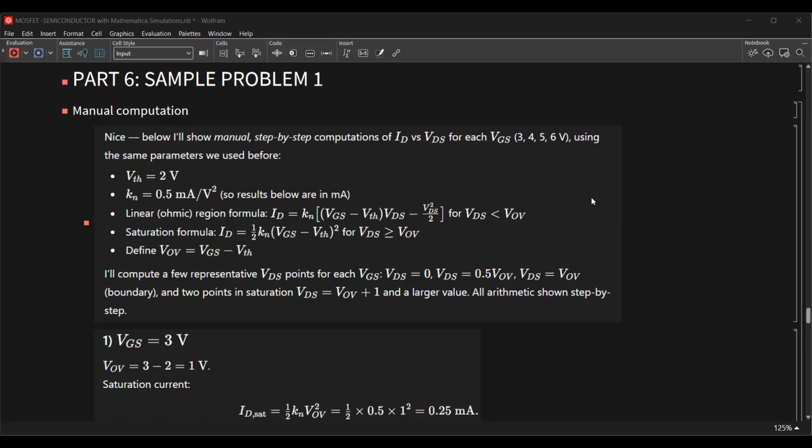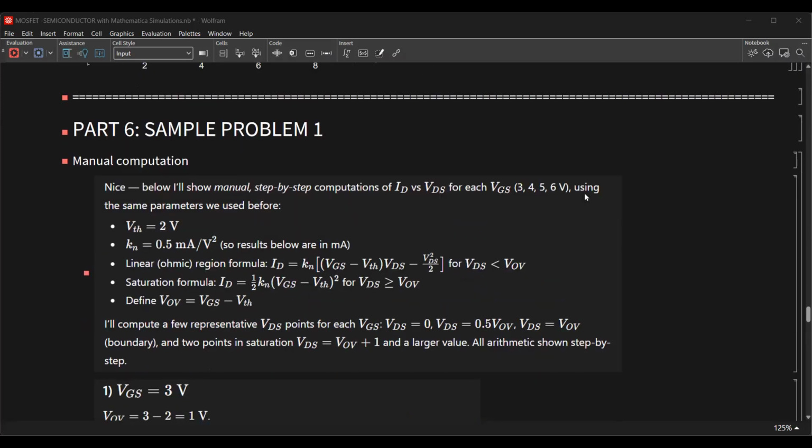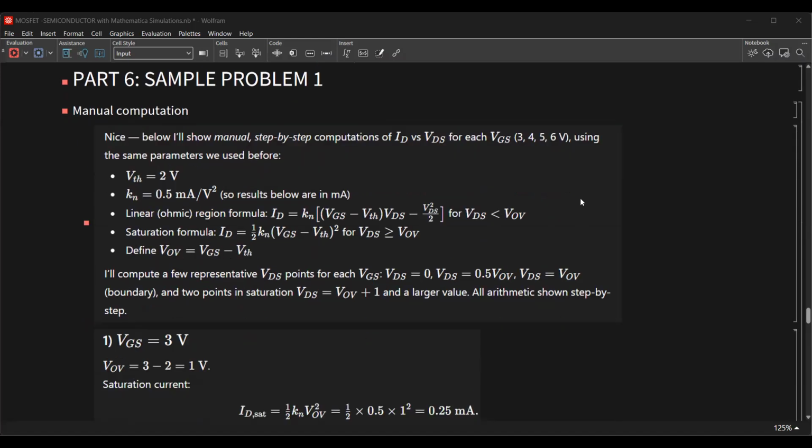Okay, for the manual computation from part 5, I'll show the manual step-by-step computation of drain current versus the drain-source voltage for each VGS here: 3, 4, 5, 6 volts, using the same parameters we used before. For example, the threshold voltage VTH is equal to 2 volts. The electron mobility parameter Kn is 0.5 milliampere per volt squared.